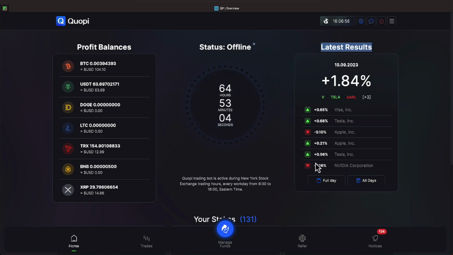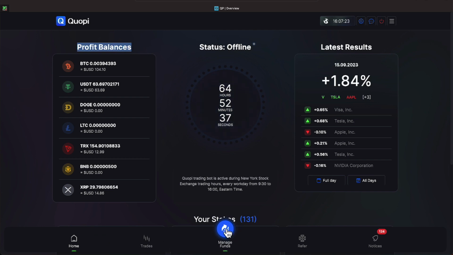Looks like quite a few trades here. At least six, two in the negative. Let's go ahead and click on the full day's report. Well, before we do that, everyone, let's get some of this money locked down. If you look over here in profit balance, we have $104 there, $63 there. So that's close to $170. Another 12, that's 180, another 14, 190. Might be close to a $200 day, everyone.